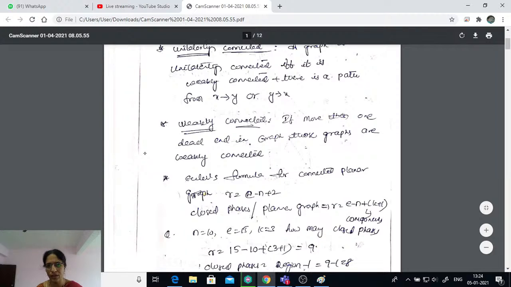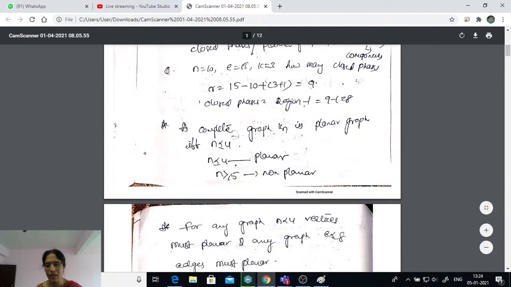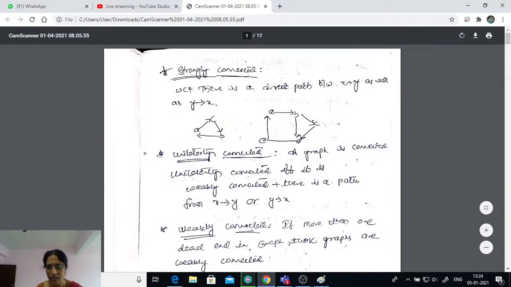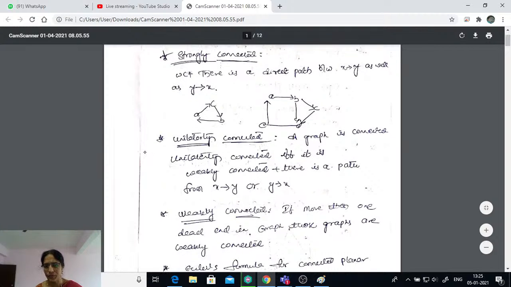So if a path exists from x to y, and a path from y to x also exists, then it is compulsory for each and every pair. Like this, a strongly connected graph exists. Sorry, we missed one thing here, look. Strongly connected means both x to y as well as y to x must exist. Here it is only x to y or y to x. Suppose this is unilaterally connected and this is strongly connected.